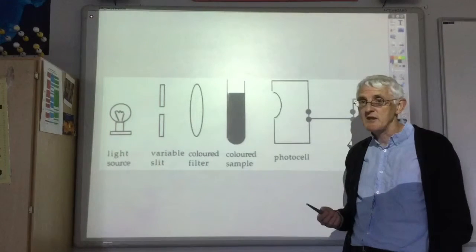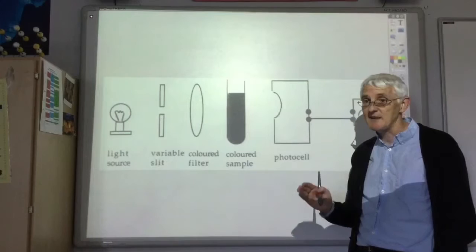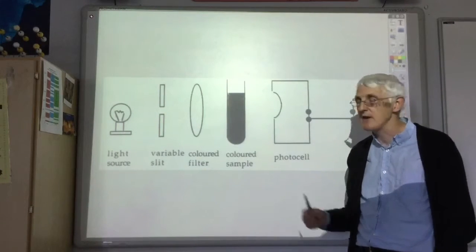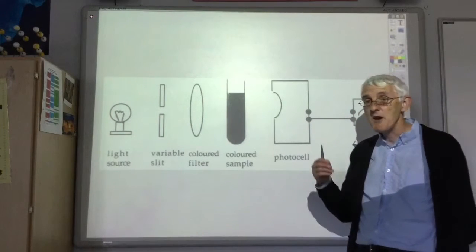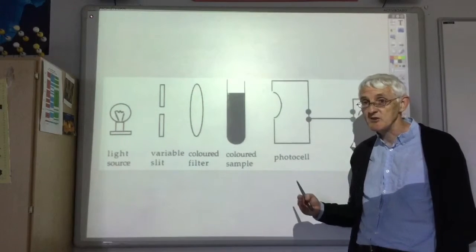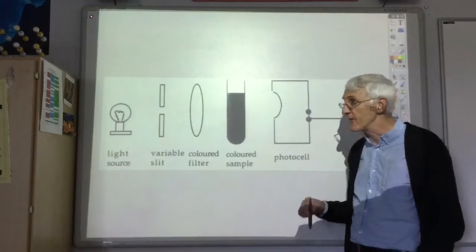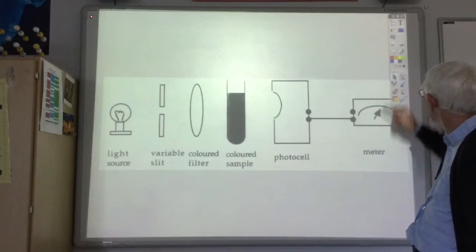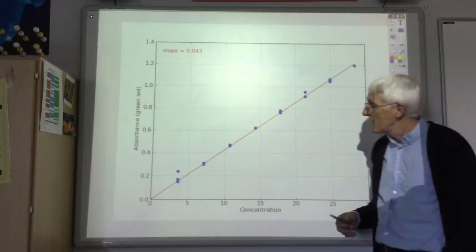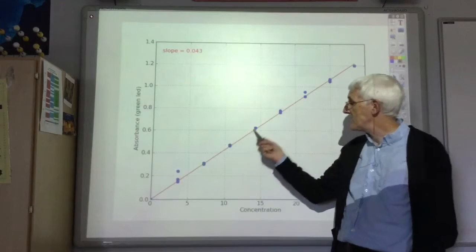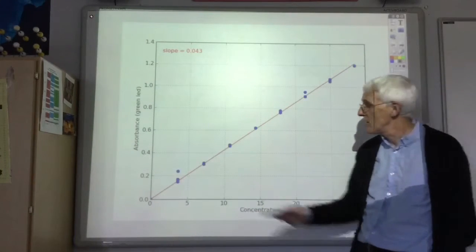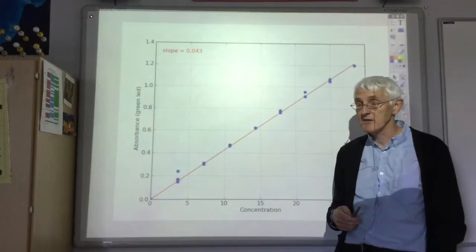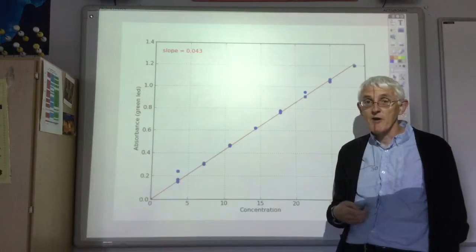So when you're doing colorimetry, what you do is you make up a series of standard solutions of known concentration of permanganate, or whatever you're analysing. You then measure the absorbance for these known concentrations and construct a calibration graph. So here are the points collected from our standard solutions. We then draw a best fit straight line through the samples, and then we measure the absorbance of our unknown sample.